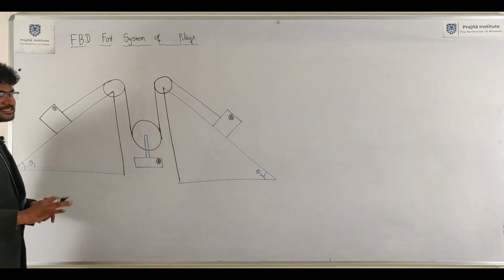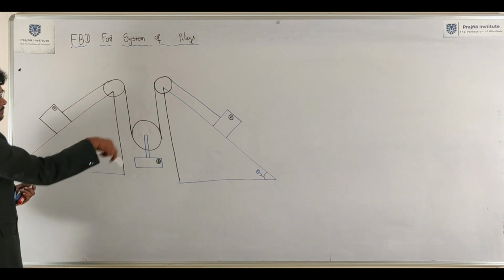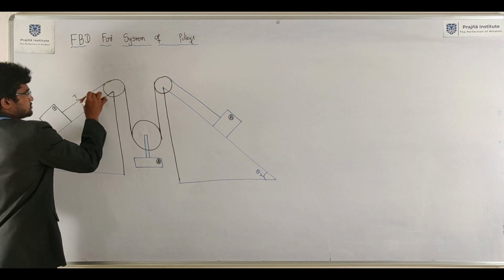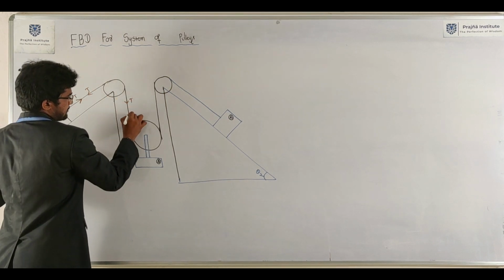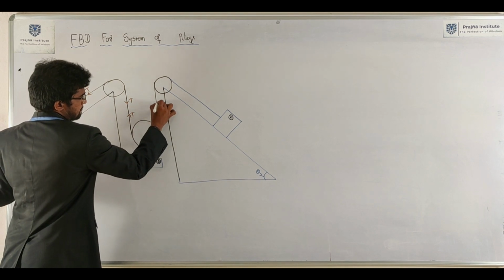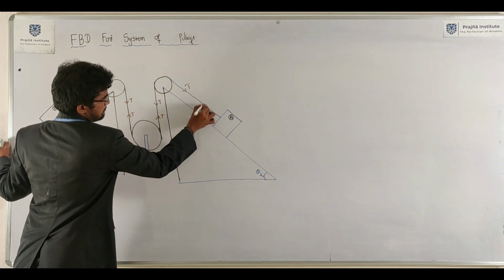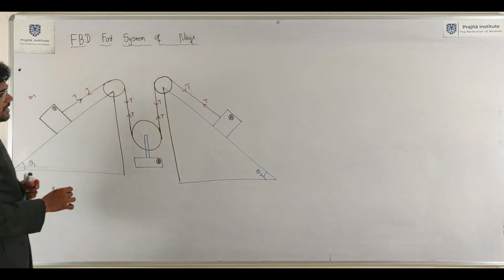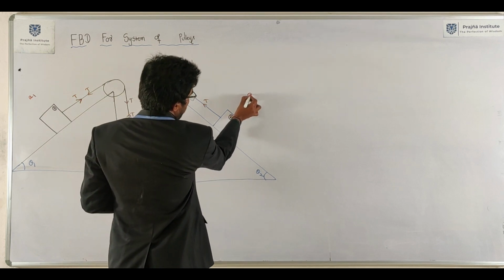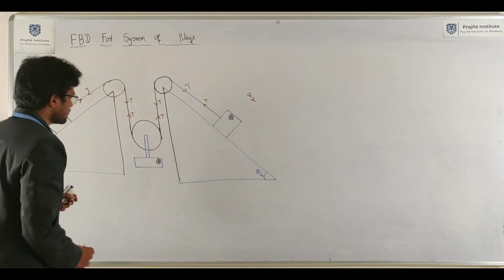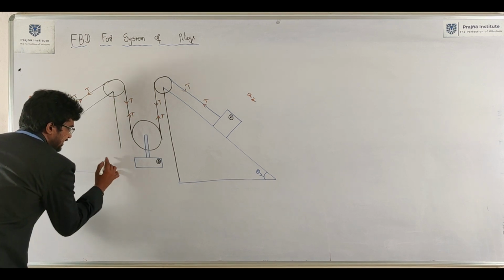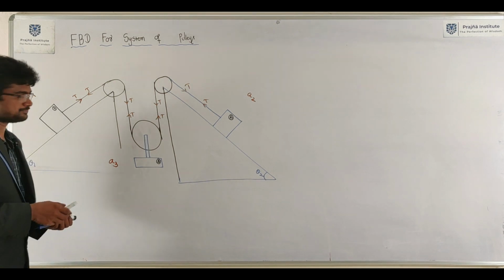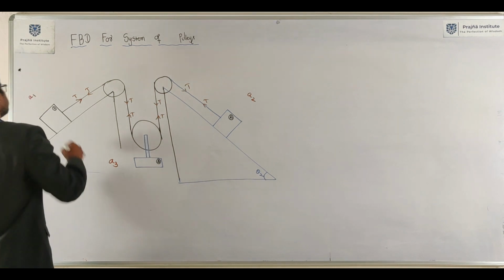Same string, same tension. Okay, same string passing over the 3 pulleys. In this case, same string, same tension. Here acceleration of block 1 is a1, acceleration of block 2 is a2, acceleration of block 3 is a3. Okay, so it is very simple actually.